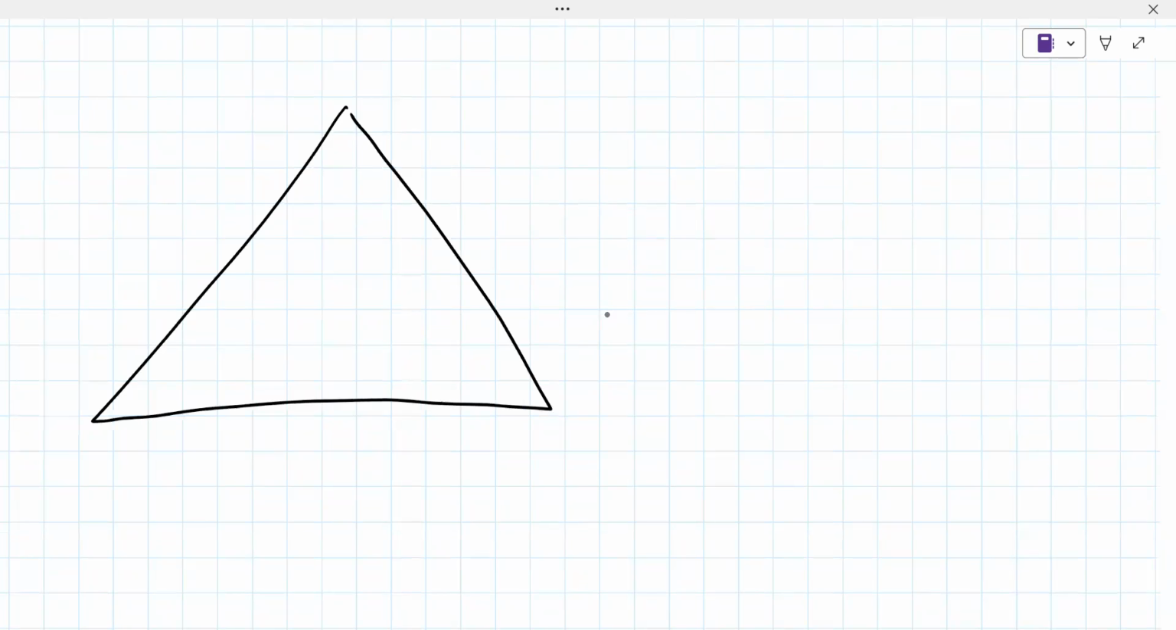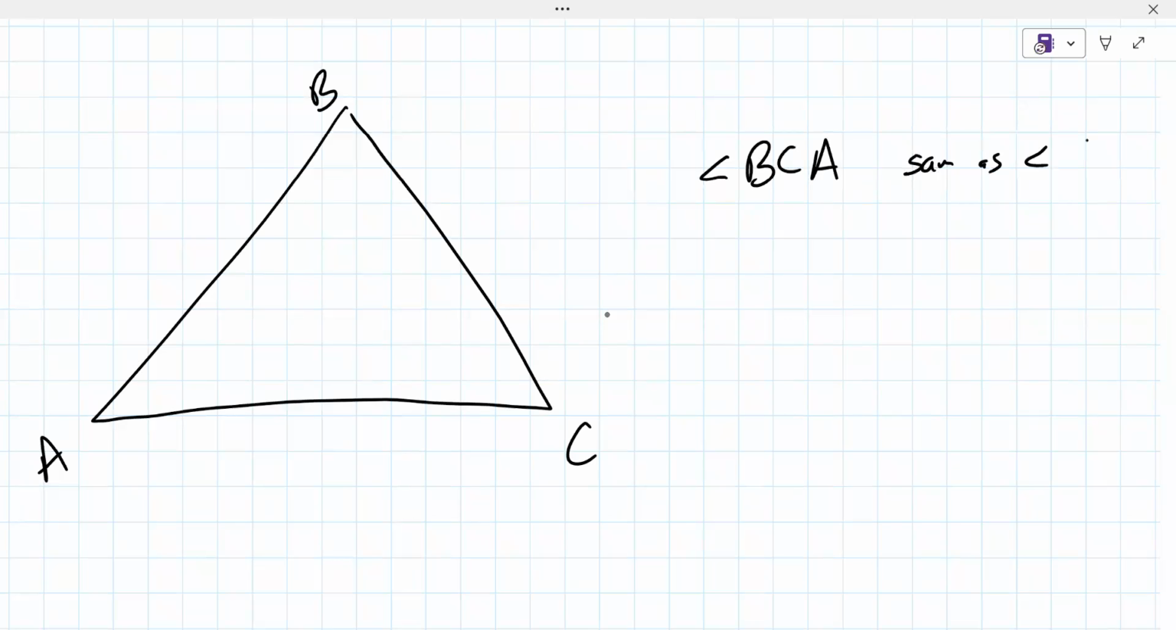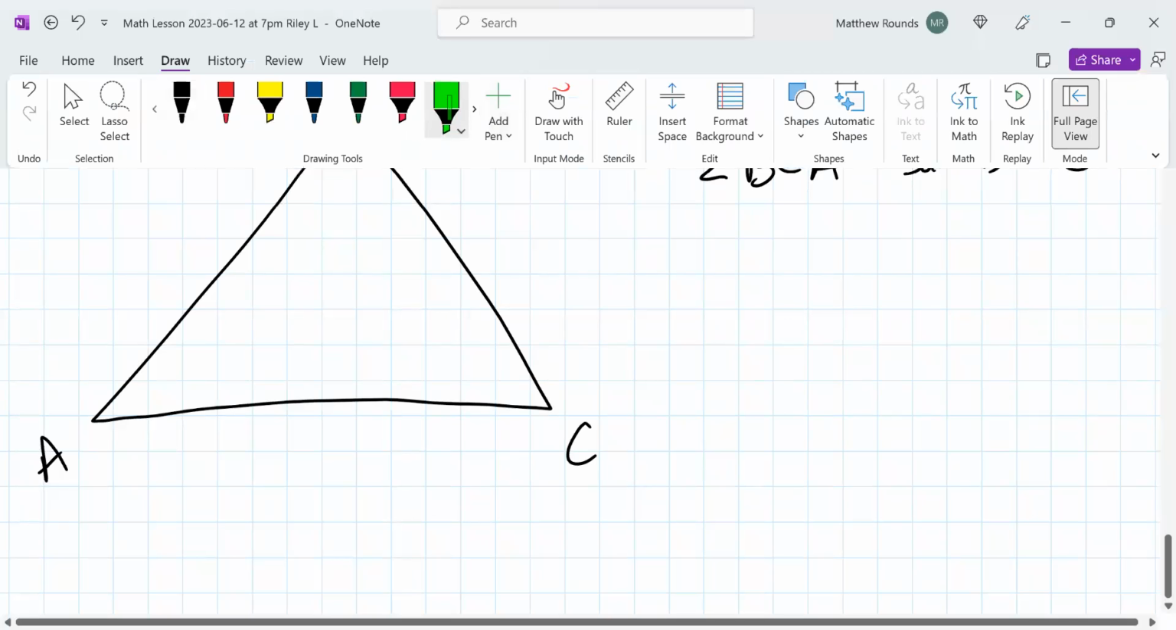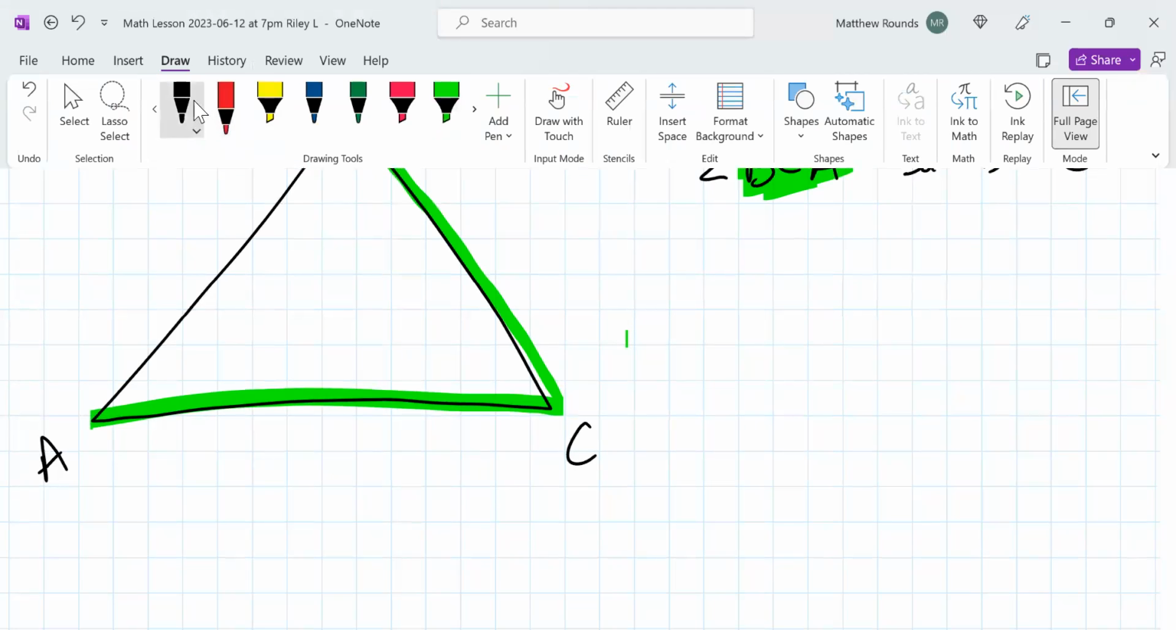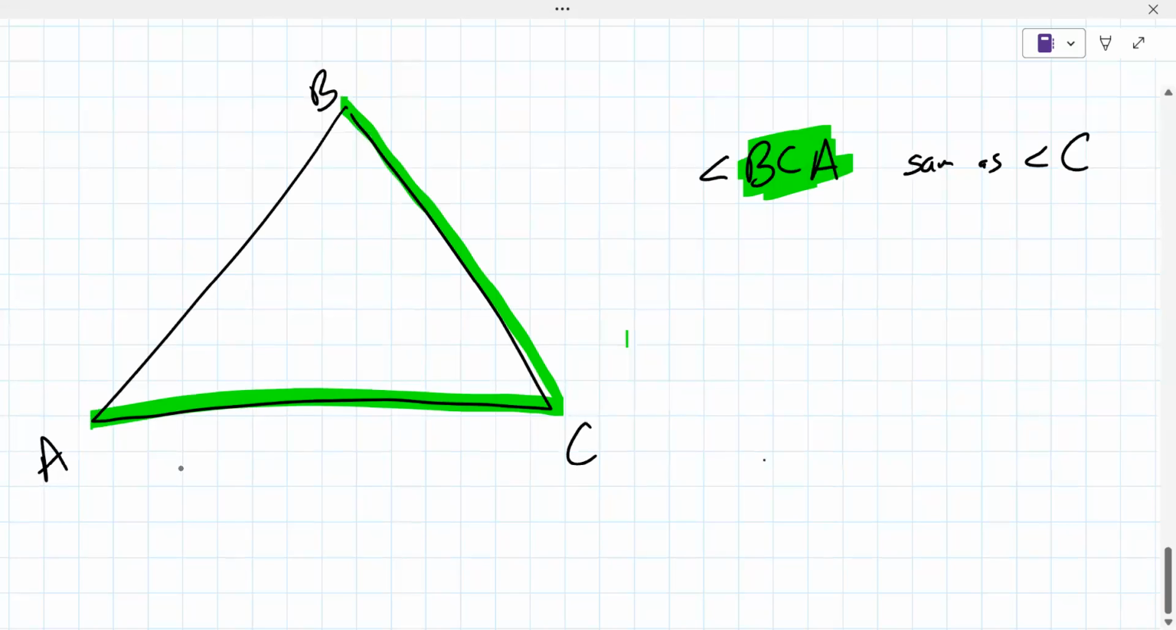So now let's look at the triangle yet again. A, B, C. So angle BCA is the same as angle C. Okay, so let me grab just another highlighter here. So we start at B, go down to C, over to A. Well, this angle is the same as C. This one that I've drawn here to the right is the same as angle C. So you can use three letters, but that middle letter is the vertex.